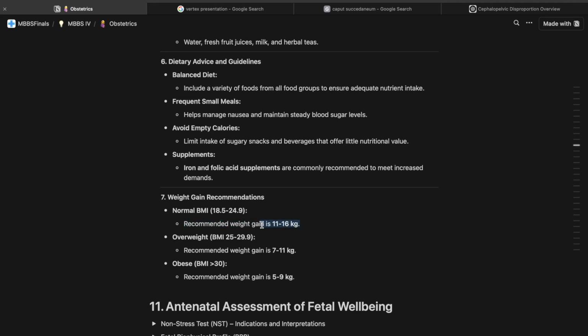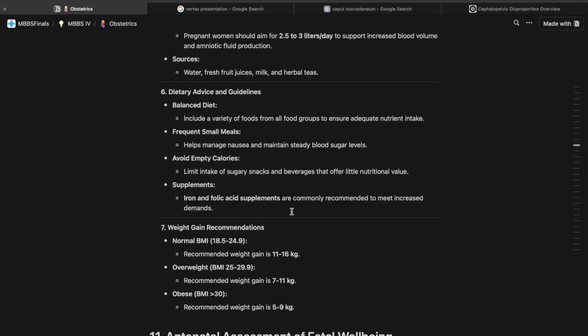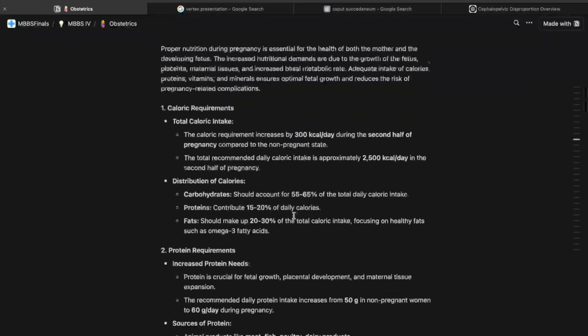recommended weight gain is 11 to 16 kilograms. In case of overweight, 25 to 29.9, recommended weight gain is 7 to 11 kilograms. And in case of obese, which is greater than 30, recommended weight gain is 5 to 9 kilograms. So we have seen all these things.